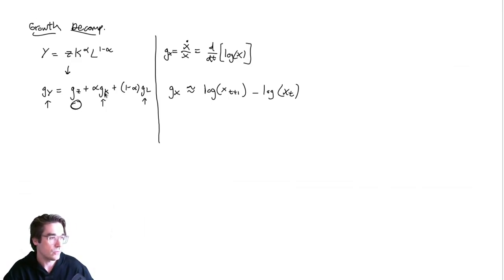You know, we don't want GK exactly. We want alpha times GK. We want 1 minus alpha times GL. Those are the true things that we're looking for, and then GY is fine. Okay, and we haven't dealt with GZ yet, so keep that in the back of your mind. But we could just plot this and see.